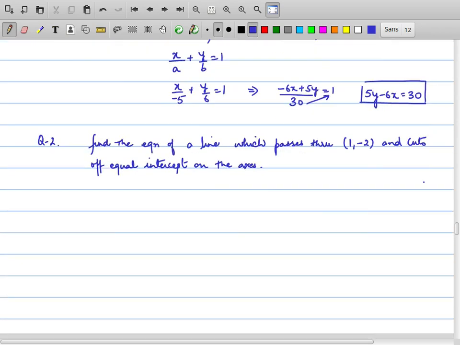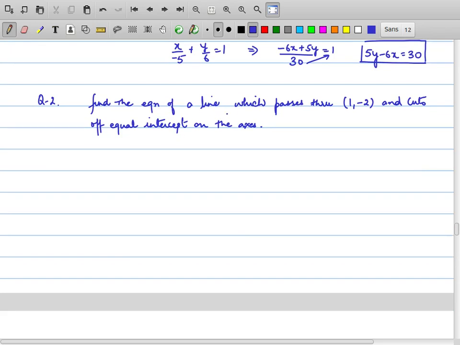We'll take the next question. Find the equation of line which passes through this point and cuts off equal intercepts on the axis. Now it is very important to understand the concept of equal intercepts. Equal intercepts means the value of x-intercept is equal to y-intercept.